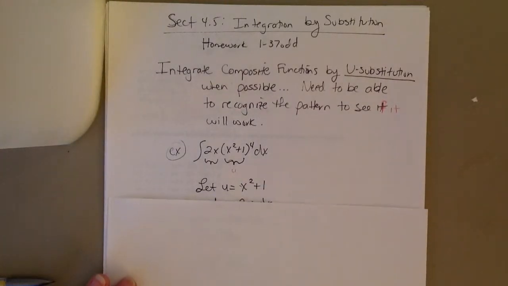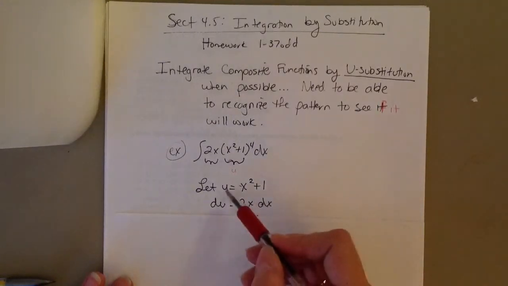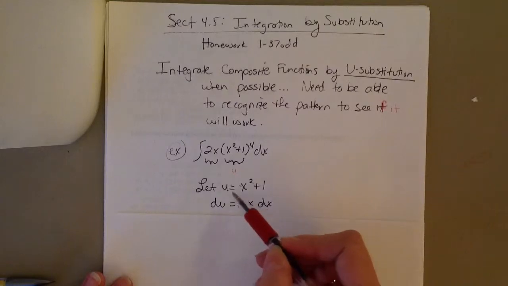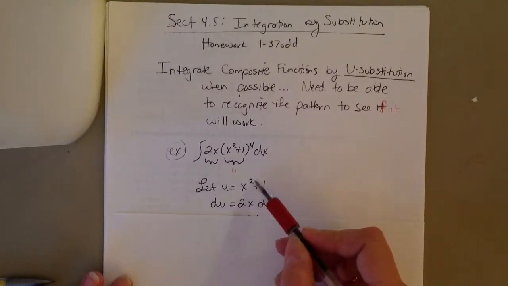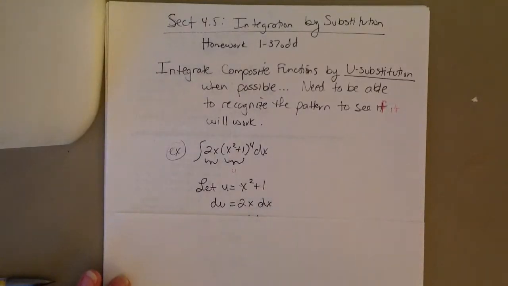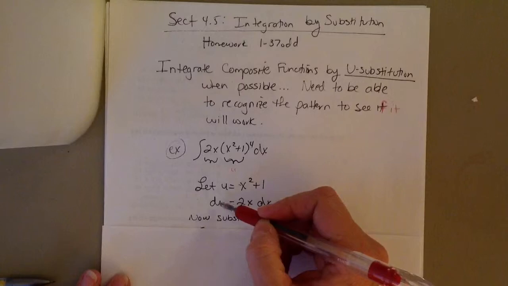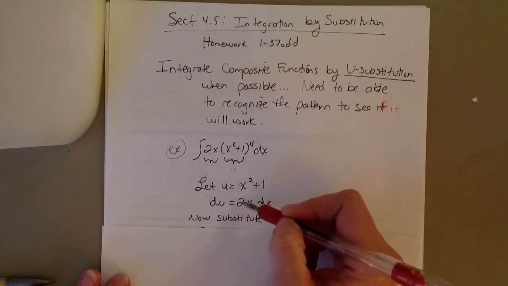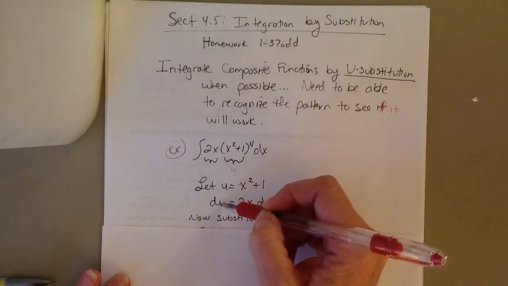Now I'm going to take the derivative of both sides. Derivative with respect to u and derivative with respect to x. So u goes to du, and the derivative of x squared plus 1 is 2x dx. So now I'm going to substitute. I'm going to substitute a du wherever I see a 2x dx. So the 2x dx will be substituted with a du.